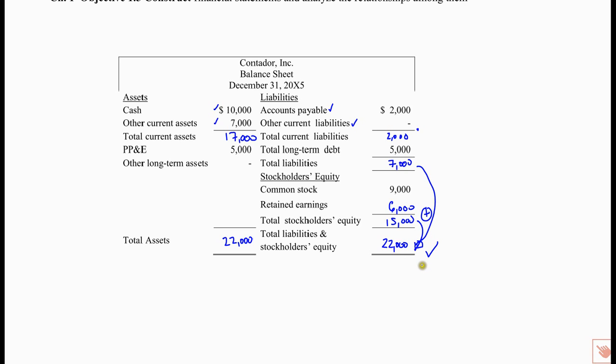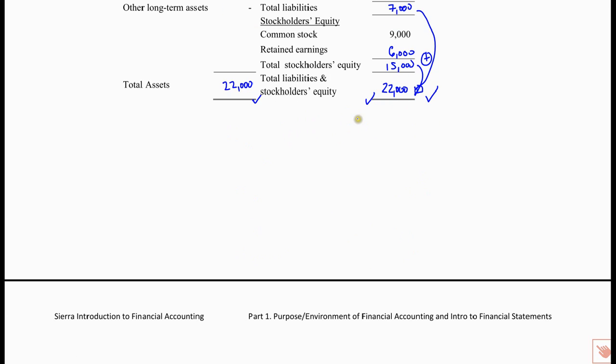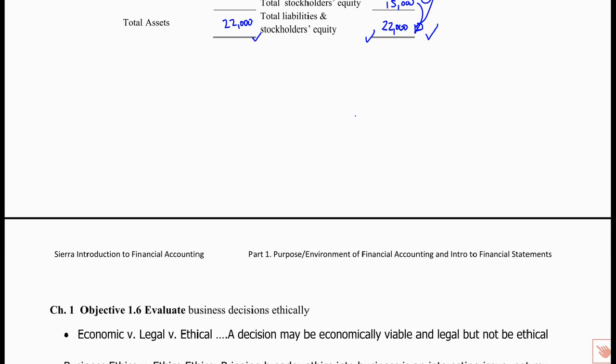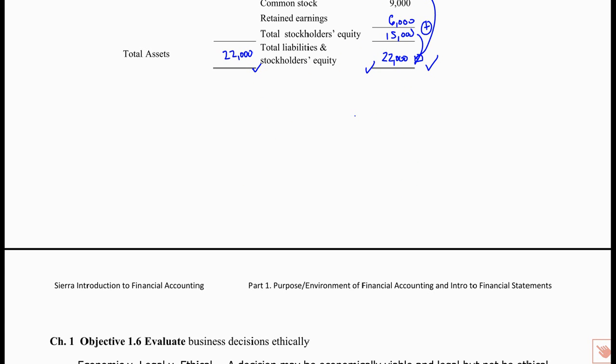All right. So the balance sheet balances, dogs and cats sleeping together, everybody's happy. And that's basic. That is how you create an income statement, statement of retained earnings, and a balance sheet. We're going to be moving on in the next video to a little discussion of ethics.